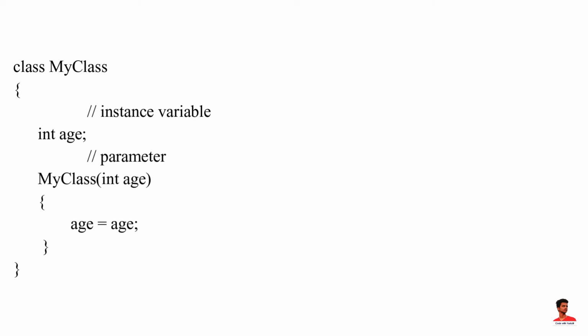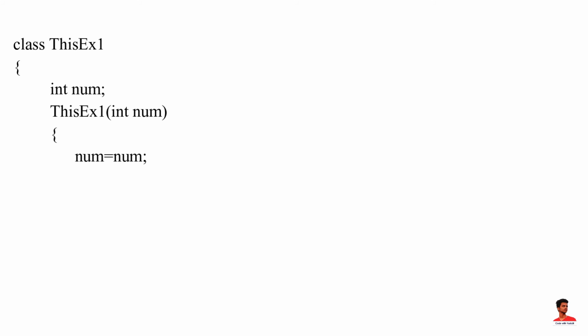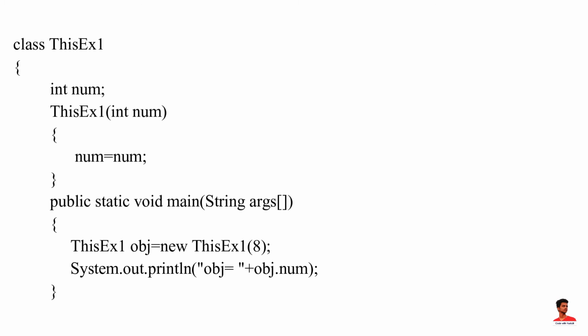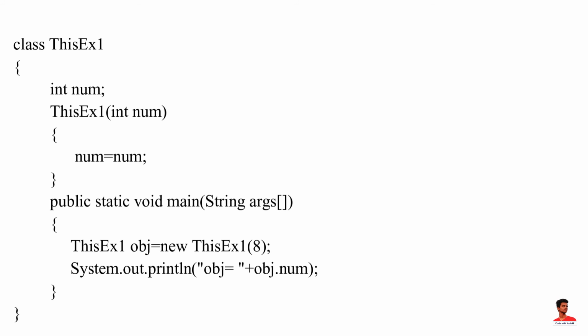For example, first let's see an example without using this keyword. In this example, we have passed 8 as a value to the constructor. However, we are getting 0 as an output. This is because the Java compiler gets confused because of the ambiguity in names between instance variable and parameter. Now let's rewrite the same code using this keyword.